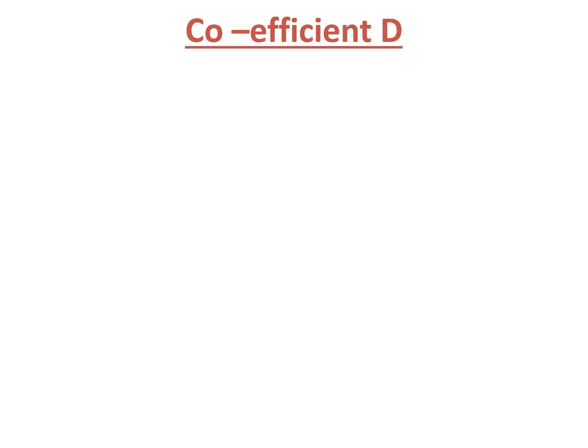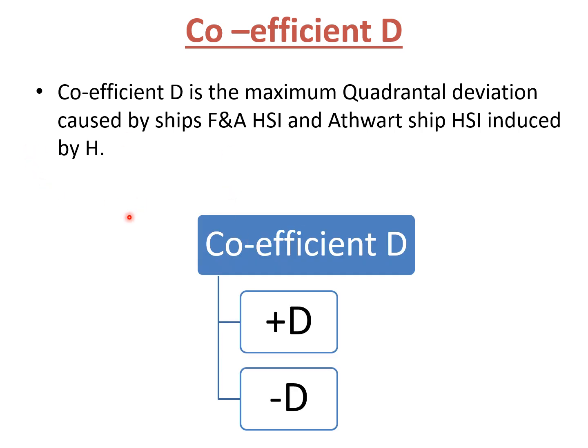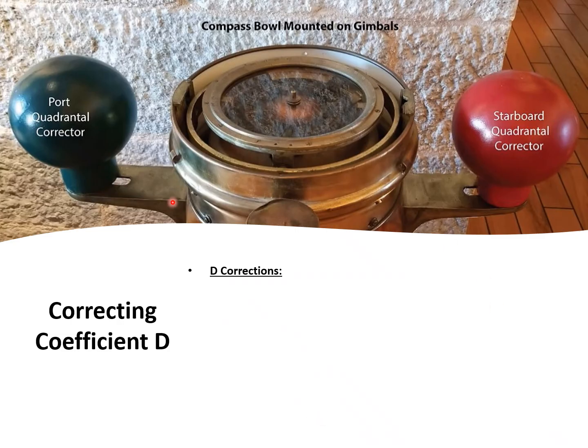Coefficient D is the maximum quadrantal deviation caused by the ship's fore and aft HSI and athwartship HSI induced by H, right? So that's why we will not use any kind of permanent magnet to correct the coefficient D. We'll use only induced magnetism to correct the coefficient D, right? We already know that coefficient D can be of two types, plus D or minus D, right?